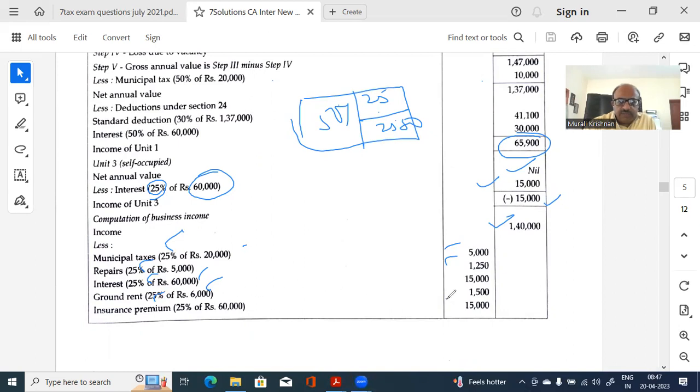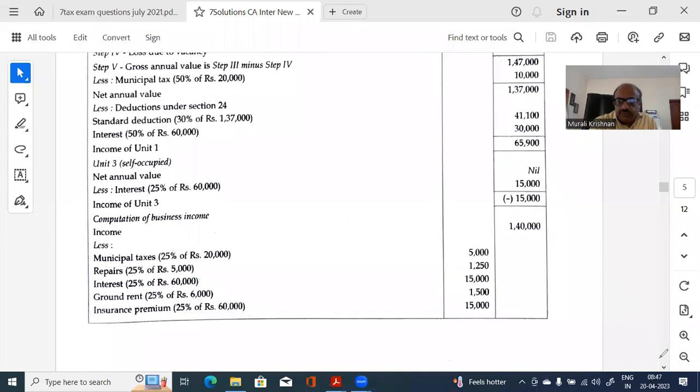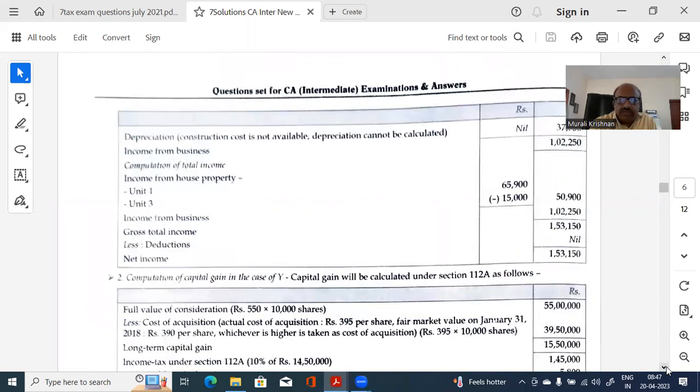See, even ground rent is available under business. And insurance premiums, 25%. This is also available. What else is available? Let us see. Depreciation, if it is given, you can calculate. If the value is given, you can still calculate, because it's business income, you can always take the depreciation. But I don't think it is given here. Data for that is not given. Therefore, it is not considered. But you can write a note here that depreciation is not calculated as the data is not given. Therefore, income from business is 1,02,000.